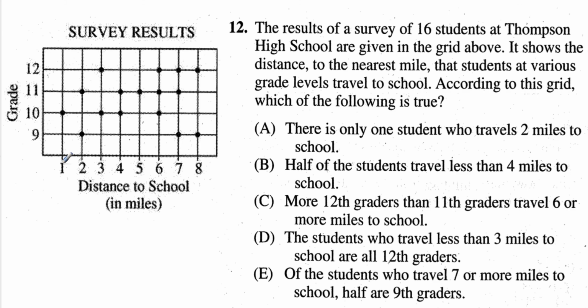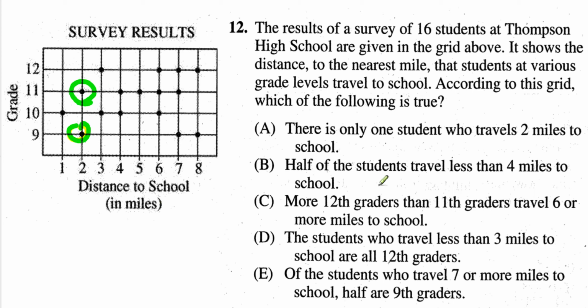All right, let's look at number 12. The results of a survey of 16 students over here show the distance, to the nearest mile, that students of various grades travel to school. According to this grid, which of the following is true? There is only one student who travels 2 miles to school. So 2 miles, that means right over here. How many students do we have? I see 2.